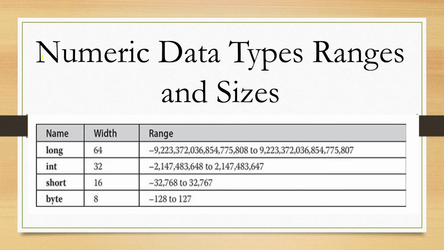Now here are the sizes of the numeric data types, their ranges, and their sizes. The numeric data types we saw are long, int, short, and byte, and each of the sizes is given. Long has a length, or width, of 64 bits. Using a sequence of 64 bits, we can represent very big numbers, so the range of long is quite big. Then we saw int has a length of 32 bits, and we can represent this big range of numbers using the int data type.